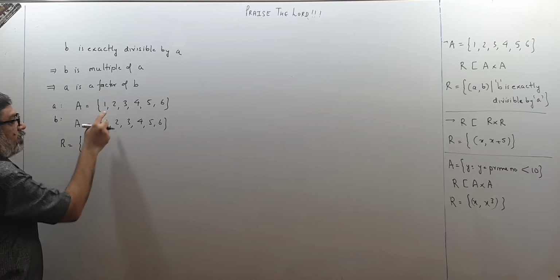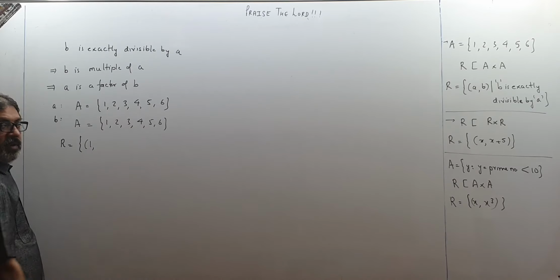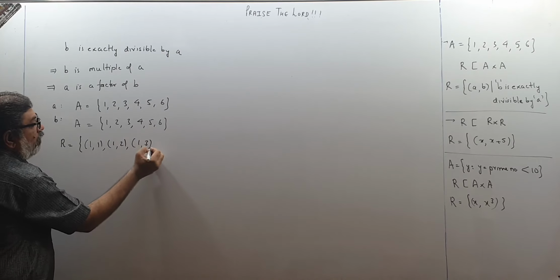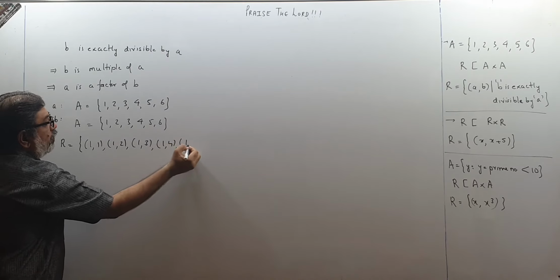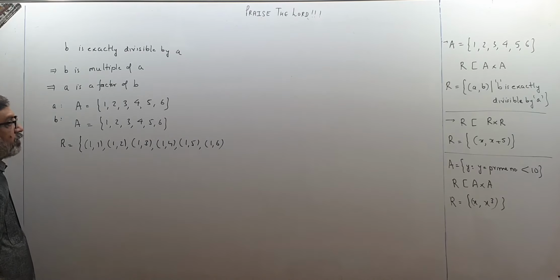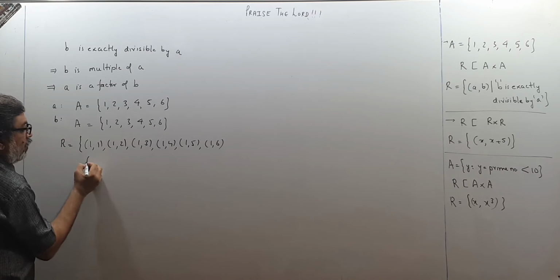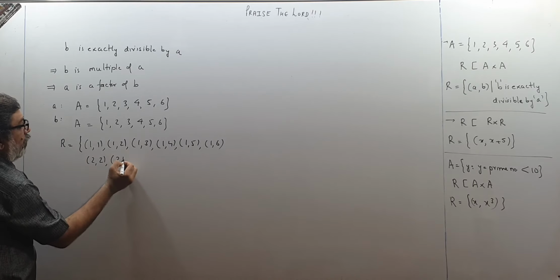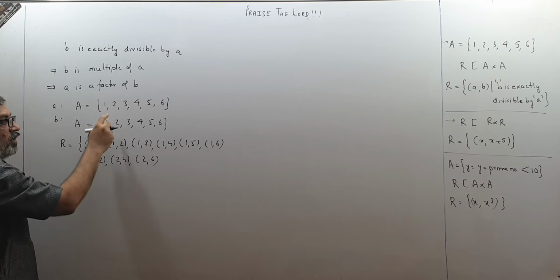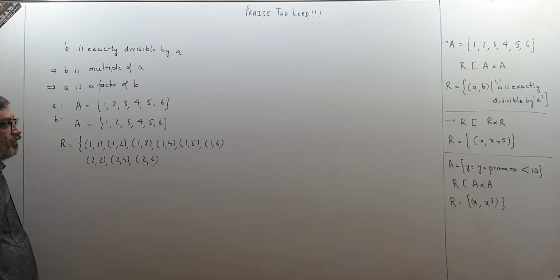If I pick up a as 1, so 1 is a factor of, out of these, how many elements? All of them. 1 is a factor of all. I know that. So (1,1), (1,2), (1,3), (1,4), (1,5), (1,6) can be there in this R relation. Now 2. 2 is a factor of which numbers? 2, 4 and 6. So with 2, 2 will come, 4 will come and 6 will come because 2 is a factor of 2, 4 and 6. 2 is not a factor of 1, 2 is not a factor of 3, 2 is not a factor of 5. So those elements will not come.